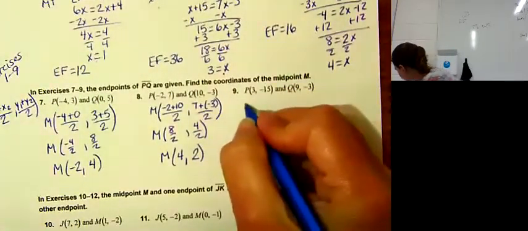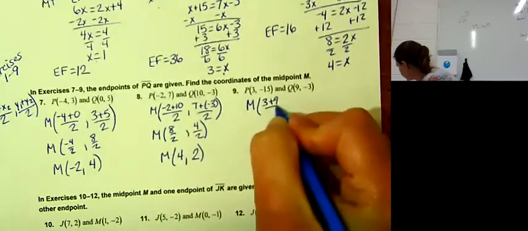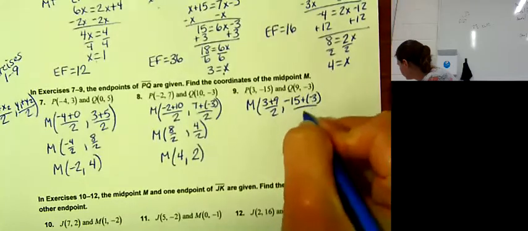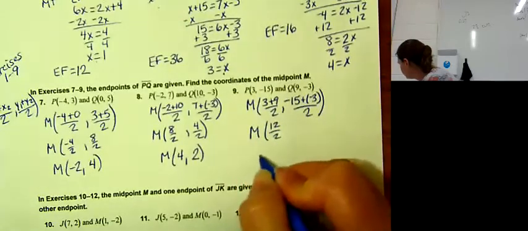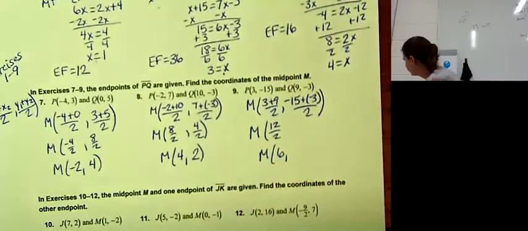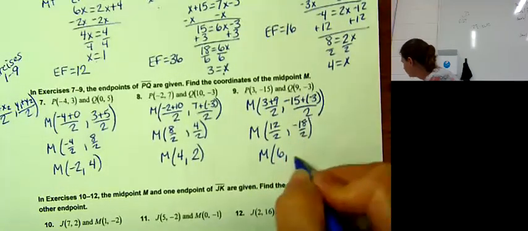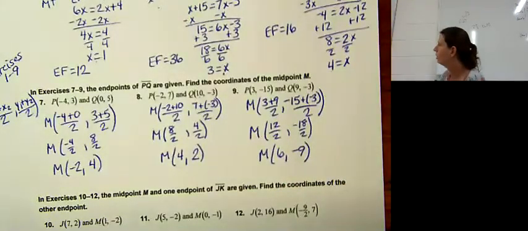And one more. So 3 plus 9 divided by 2, -15 plus -3 divided by 2. So I get 12 divided by 2. So my midpoint x value is at 6. And -18 divided by 2 is -9. Well, they always end up with an integer most of the time, but not always. Occasionally you will get a decimal answer.